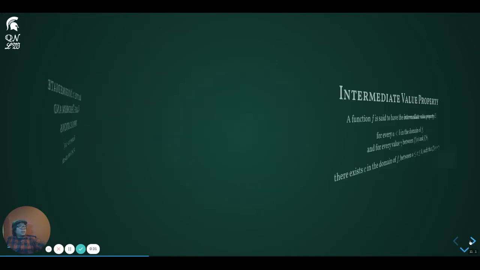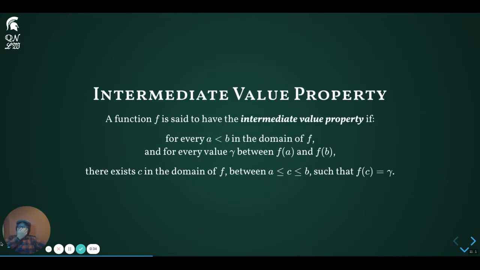Before discussing the intermediate value theorem, let's first discuss the intermediate value property. A function f is said to have the intermediate value property if, for every a less than b, both in the domain of f, and for every gamma between f of a and f of b, there exists some c between a and b such that f of c equals gamma.